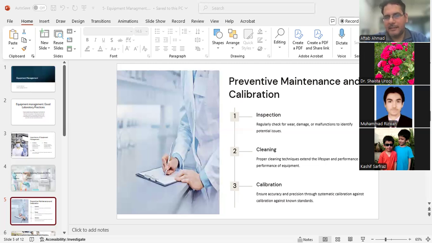So if we have done the cleaning, afterwards it's very, very important that we should do the calibration, and this is very much important in case of equipment. So we have to ensure accuracy and precision through systematic calibration against calibrated standards. So it's very important that we should have the standards with us, and we do the calibrations of our equipment. So first thing is inspection. You have done the inspection.